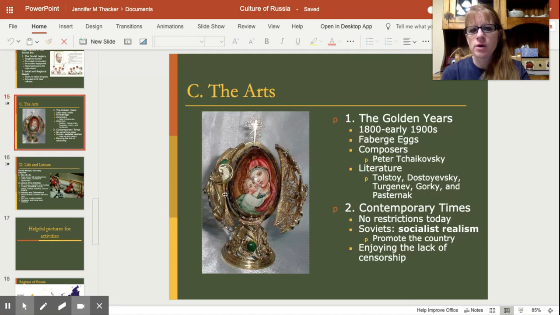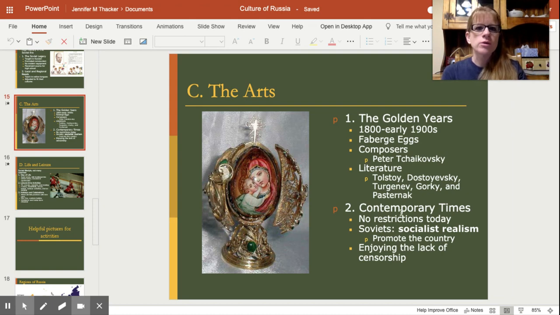Okay, the arts. When we talk about arts, we talk about sculptures, buildings, artwork, and music. A lot of famous composers came from Russia. Tchaikovsky came from Russia. The Fabergé eggs, like the picture here, are these beautiful, intricate eggs. Also, the Matryoshka nesting dolls, the dolls that go inside of each other.